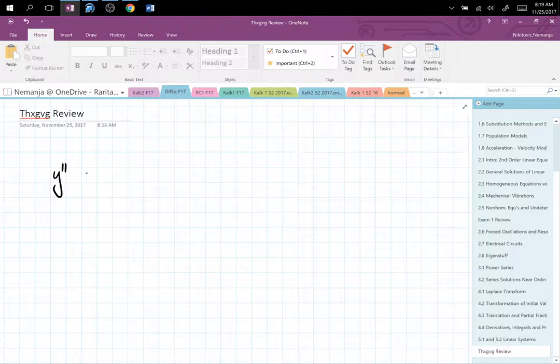So minus 2y prime, and then minus 3y, equal to 0. If you can't see, it's minus 2y prime minus 3y. 2y prime is good. You can see now.